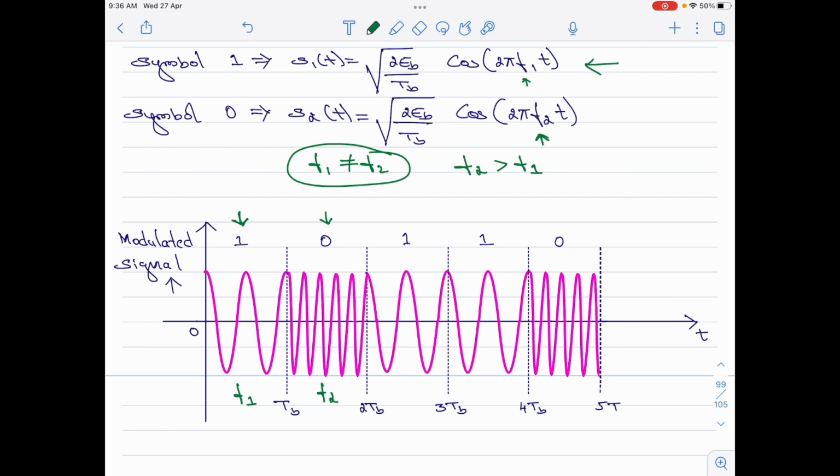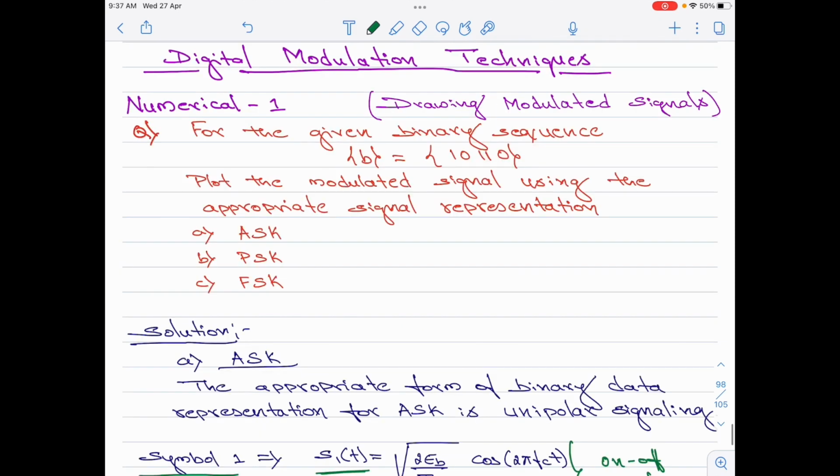Right. So, what we have done here is, for bit 1 we transmitted a carrier of, let us say, frequency F1, and for bit 0 we transmit another carrier with a different frequency. For this case it is a higher frequency, and this process when continued will enable you to plot the modulated signal waveform for the FSK. Right. That is about this numerical.